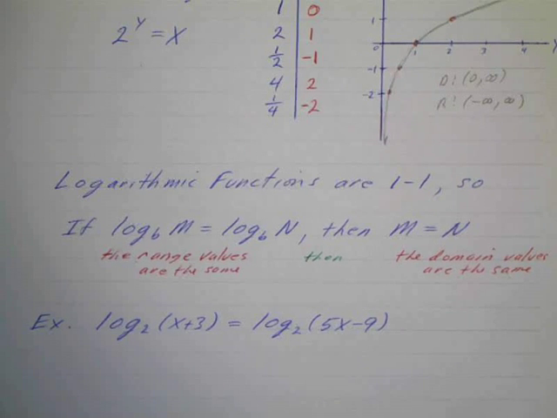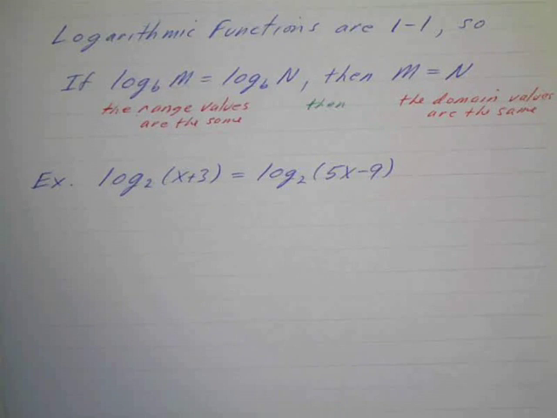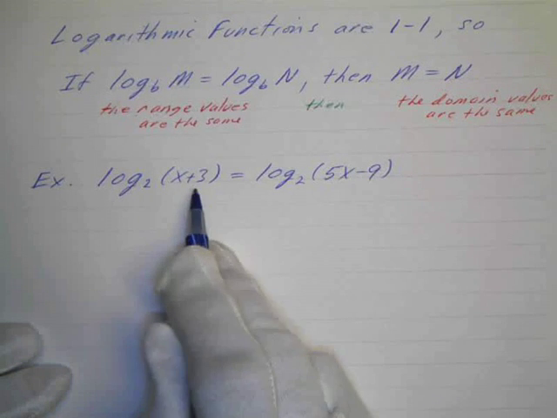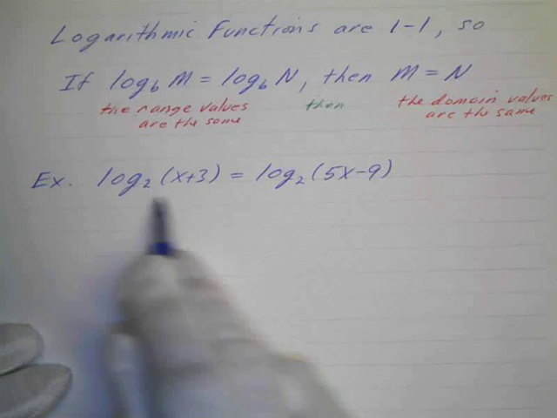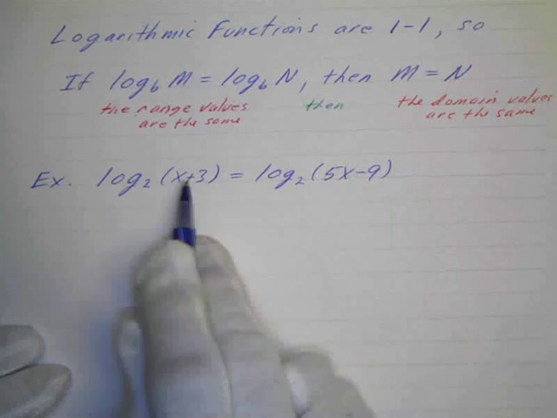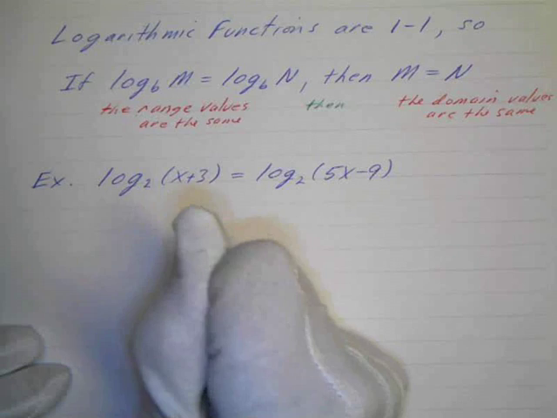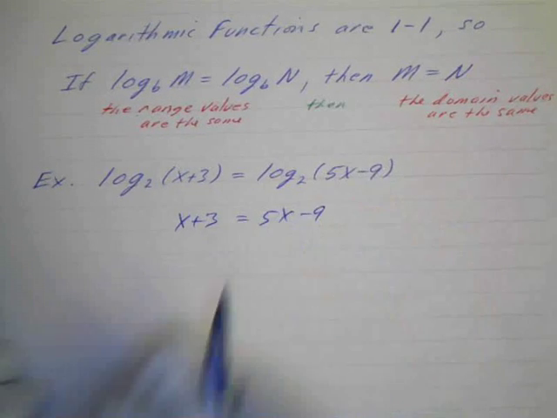Well, that makes it really handy when we're trying to solve these logarithmic equations that have logs to the same base on both sides. So let's take a look at this first example. This is log to the base 2 of x plus 3 equals log to the base 2 of 5x minus 9. Well, if my bases are the same, and the range values are the same, then the domain values must be the same, so I can just rewrite this as a simpler equation. x plus 3 equals 5x minus 9.